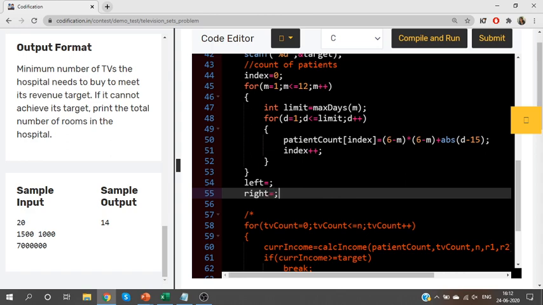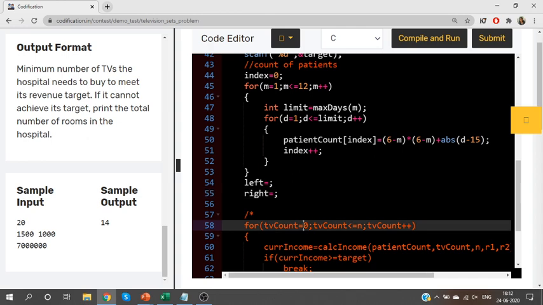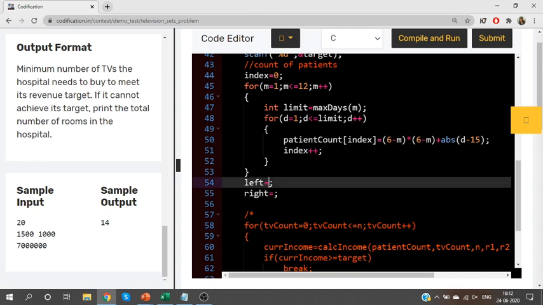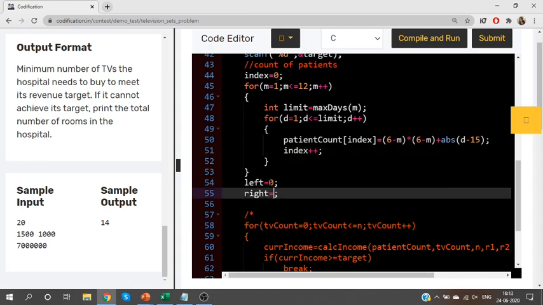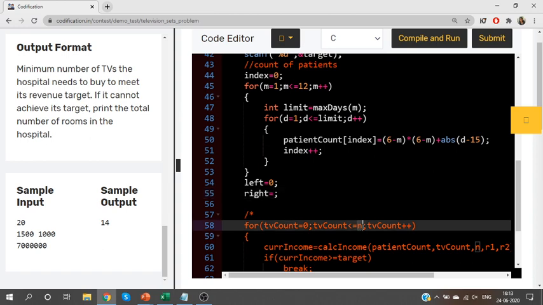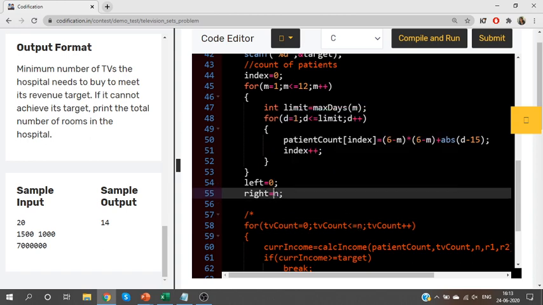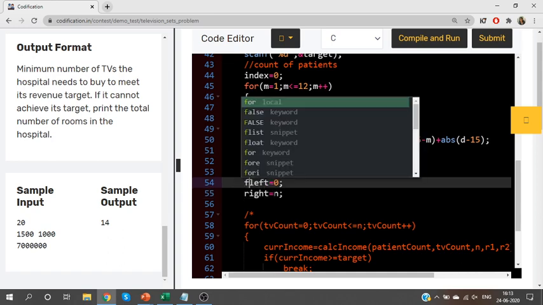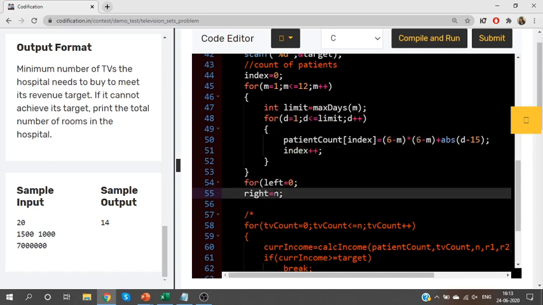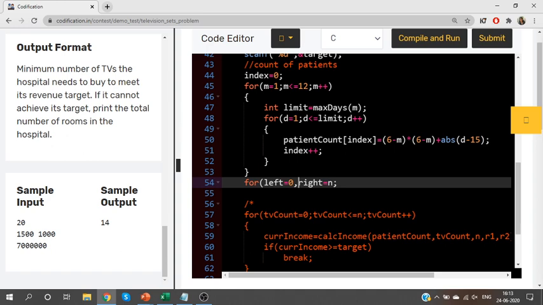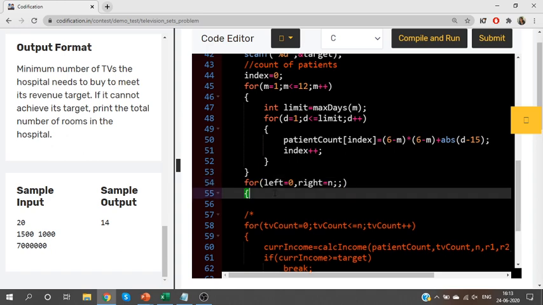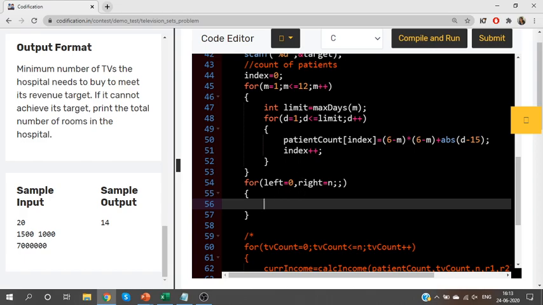What did they tell you? Initialize with the extreme ends. Left extreme is 0, you can have 0 TVs. Right extreme is N, you can have all rooms with TVs. So left and right, maybe we can have this in a for loop. That will be better, right? So two initializations, left equal to 0, right equal to N. We'll come back to the condition and updation part.